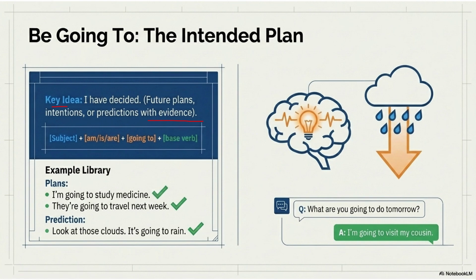For example, I'm going to study medicine. That is my plan. That's only what it is, a plan. They're going to travel next week. That is also a plan.